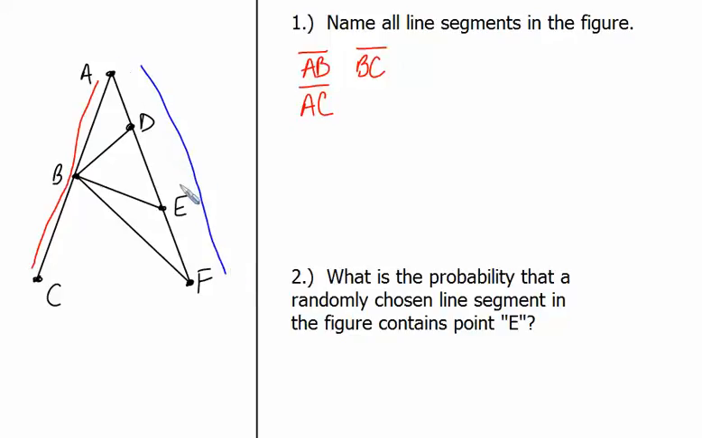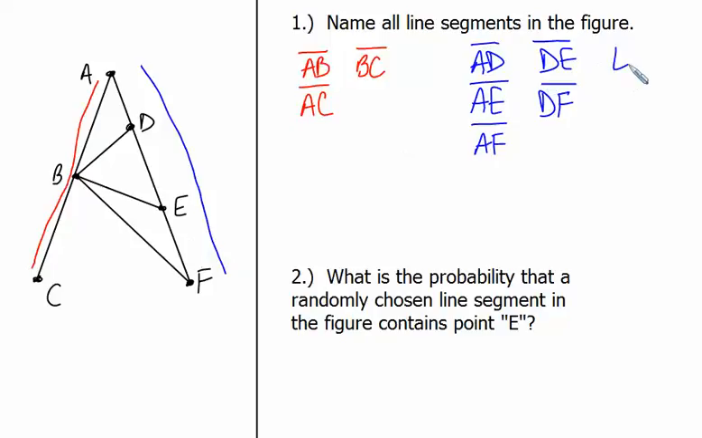We've got line segments with A, D, E, and F. So we'll start with AD. And then we'll go AE. And finally AF. That takes care of all line segments on the right-hand side that have point A as an endpoint. Move over to D. We then have DE and DF. And then move to the last portion, we have EF.